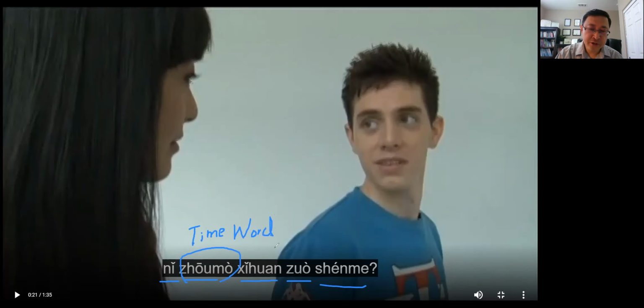So in Chinese, time words can only be placed either after the subject or before the subject. There are only two locations for time words. Please remember this golden rule. Time words can only be placed either before the subject or after the subject. Only these two locations where you can place time words.